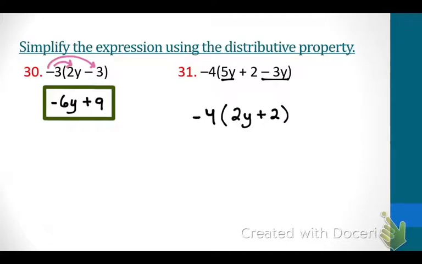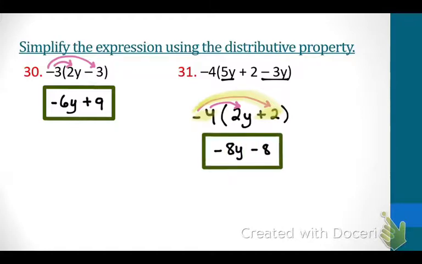Okay, Talila, help me. How do I distribute this? Okay, what is negative 4 times positive 2y? Negative 8y, very good. And then we have one more. We've got to do this negative 4 and multiply it times the positive 2. And what do you get for that? Negative 8. Okay, if you didn't get that correct, that's okay. Erase it and fix it.